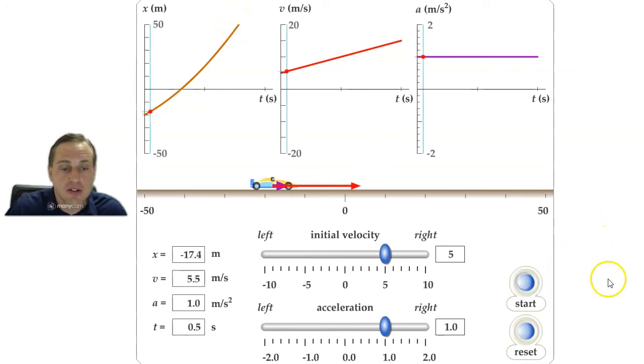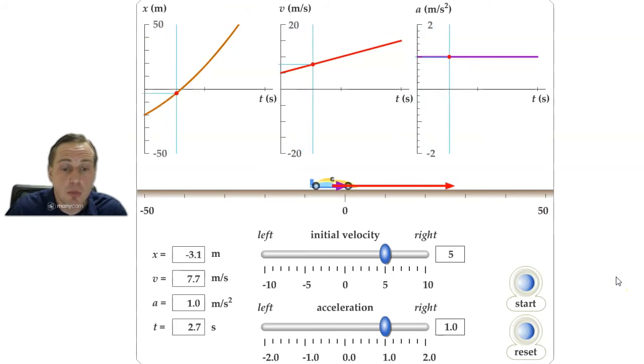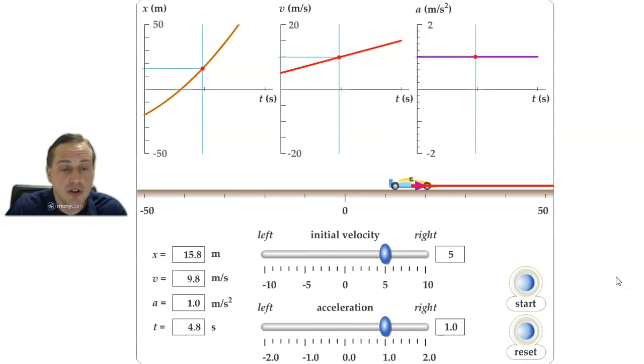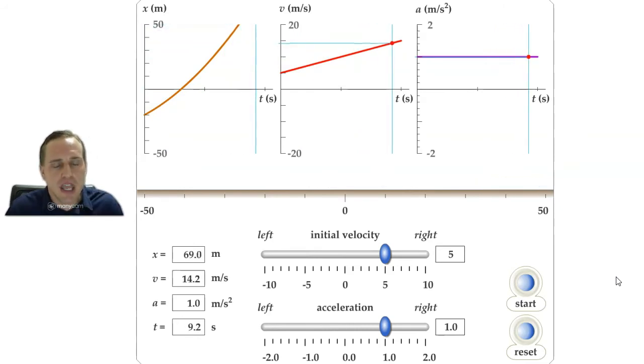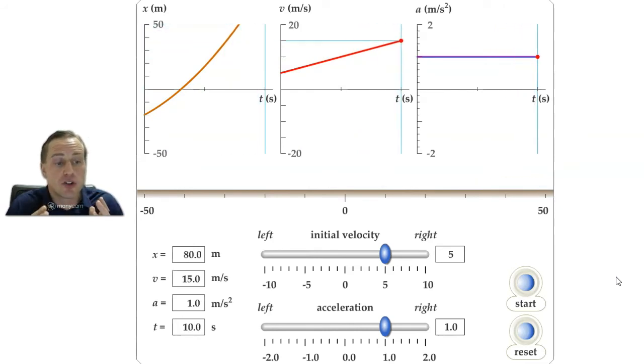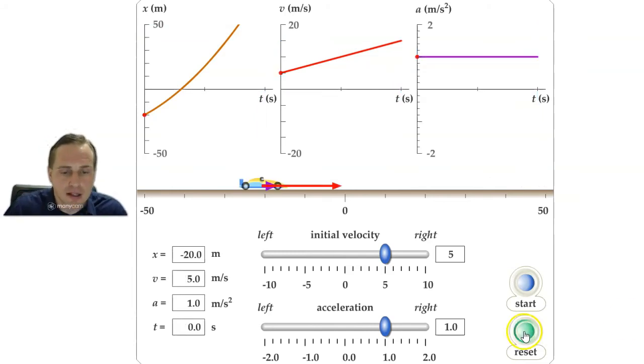So let's go ahead and start this up. And indeed, this is what we observe. The car is moving fast, but it's also speeding up. And this is what we mean by using calculus to help us define one-dimensional linear motion. How about something even more interesting, I hope?